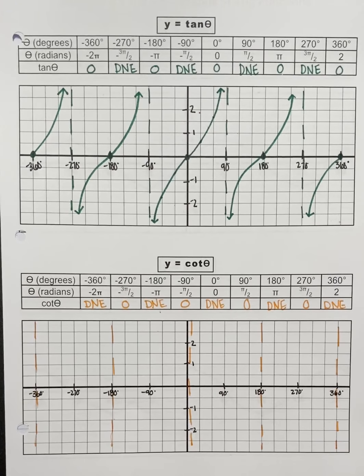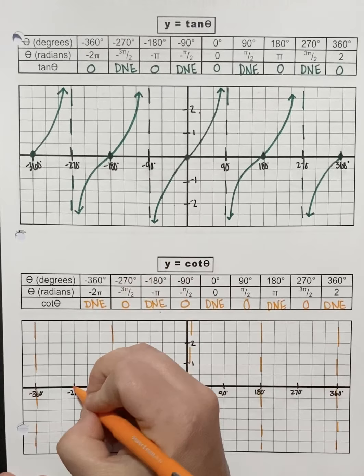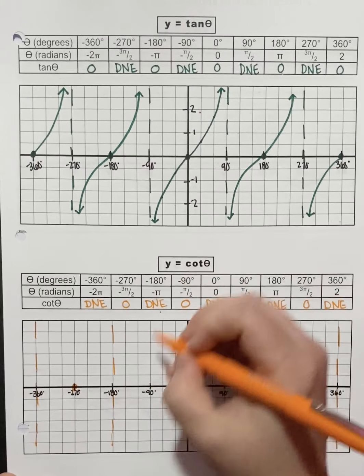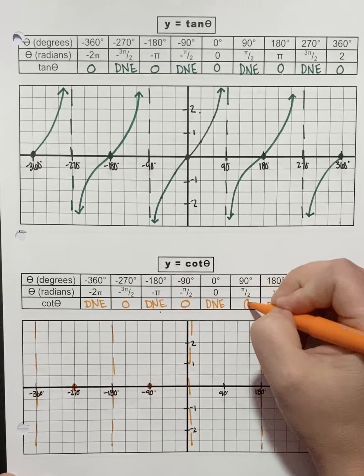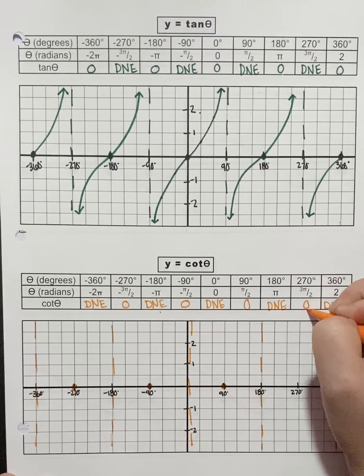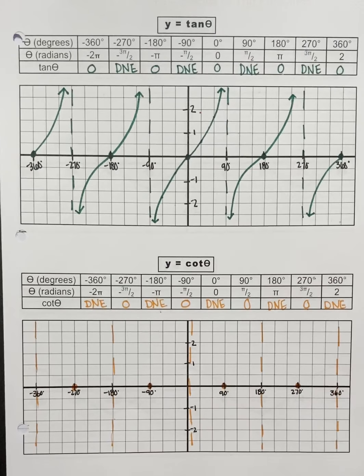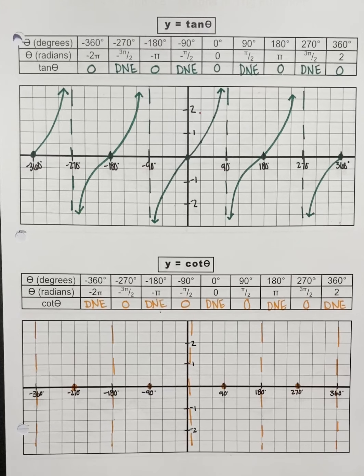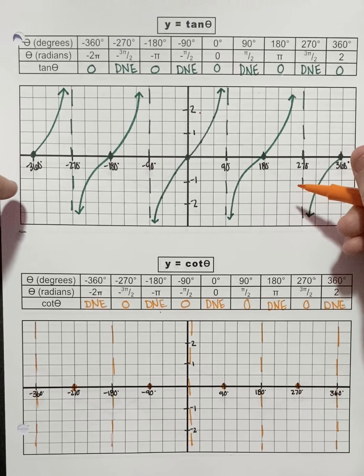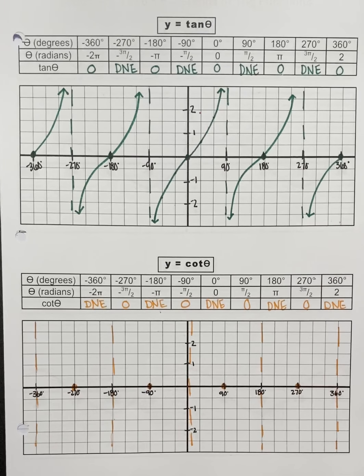All right, next thing I'm doing is graphing all these zeros. So at negative 270, I need a 0. At negative 90, I need a 0. At positive 90, I need a 0. And at 270 I need a 0. Now, similar stuff we did to tangent, we've got to figure out what this graph looks like. It's going to be similar to the tangent we graphed already.